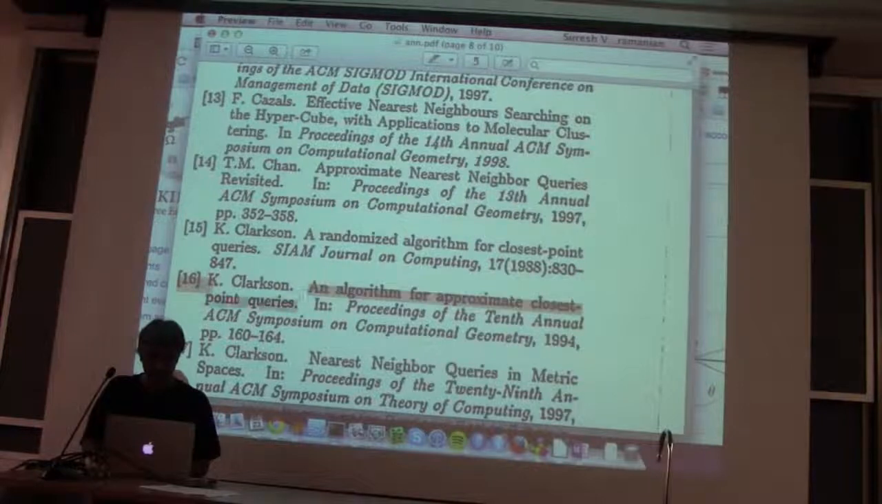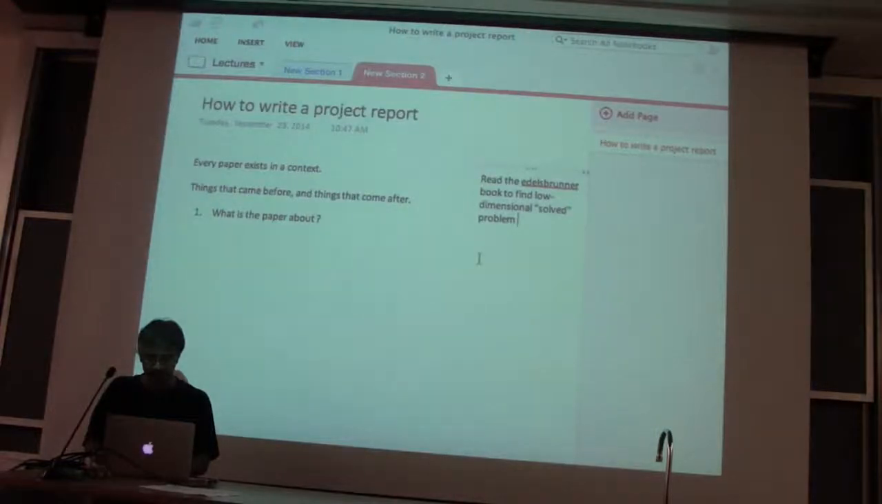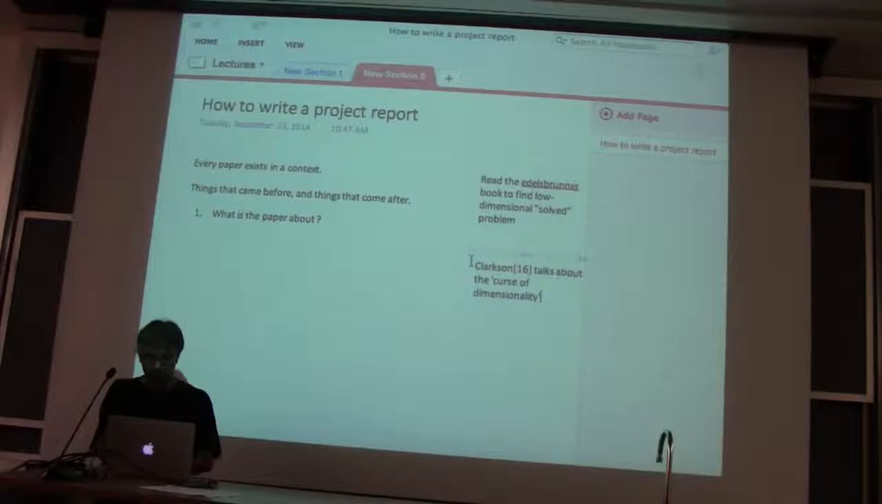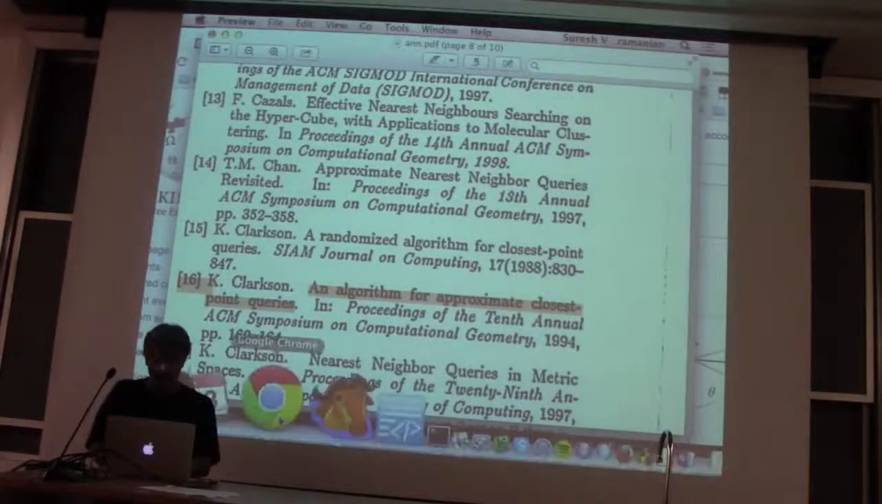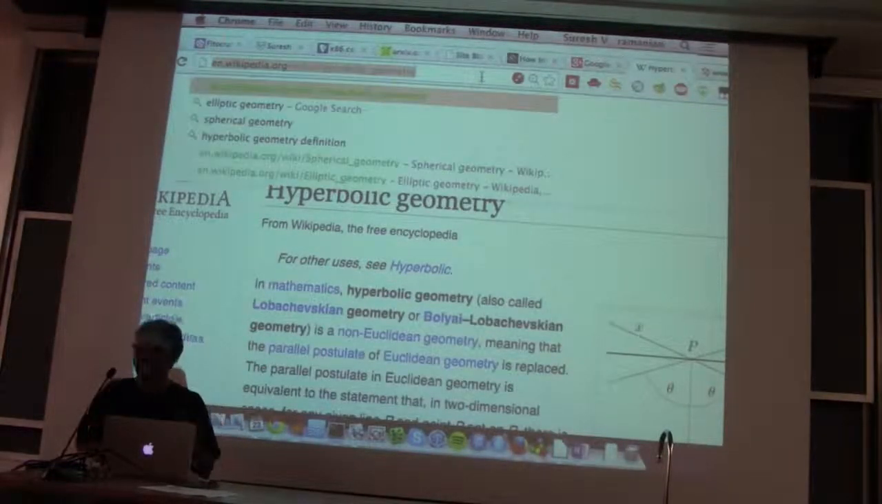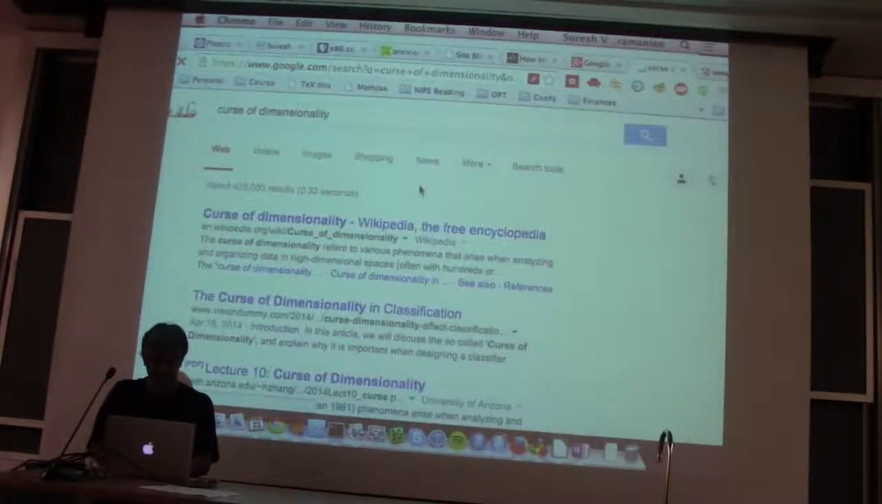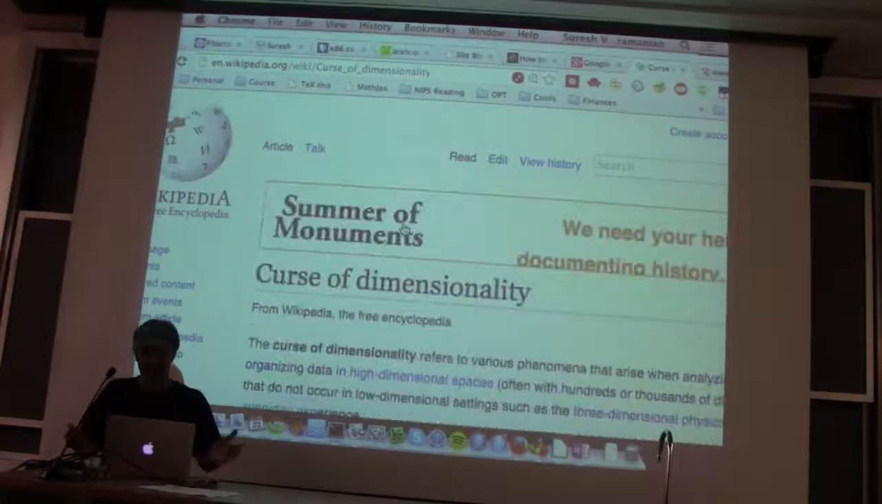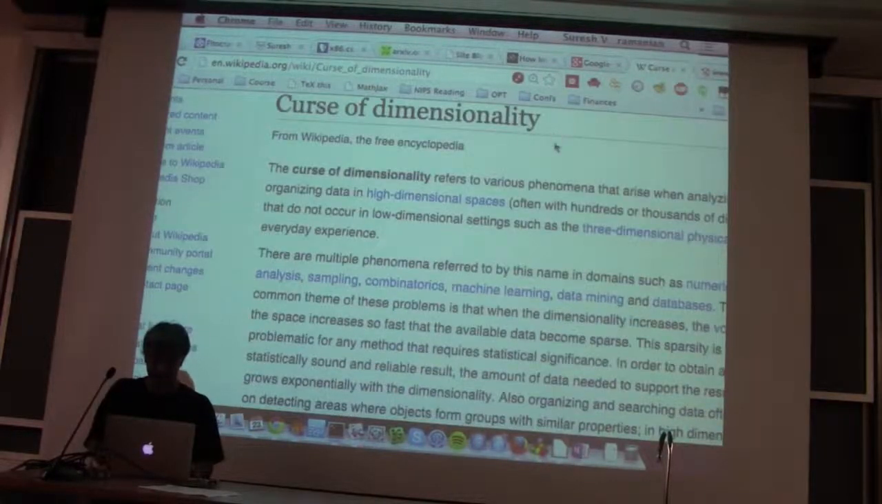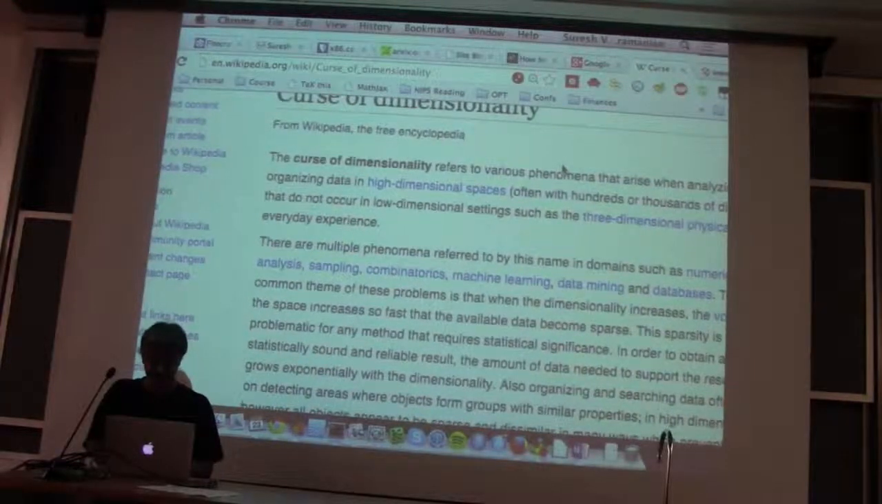Oh, another paper. So this paper somehow talks about this notion. Of course you might be really curious and you might want to know what exactly this means. And you might feel like you need to really understand this notion before you go further. Well, there's a Wikipedia page for it. Great, awesome.